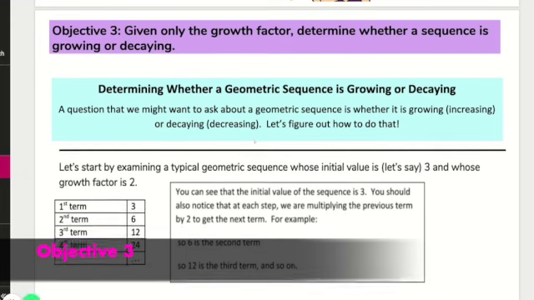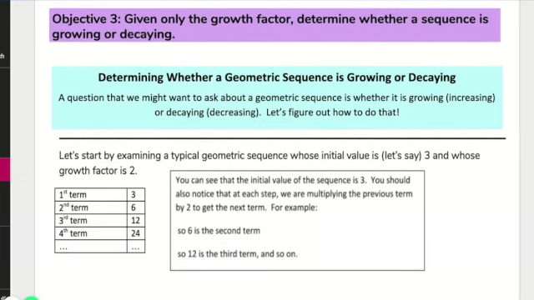Okay, so you're given only the growth factor. Determine whether a sequence is growing or decaying. Okay, so if you look at the growth factor, is it growing or decaying? Determine whether a geometric sequence is growing or decaying. A question that we might want to ask about a geometric sequence is whether it is growing, which means increasing, or decaying, decreasing. Let's figure out how to do that.